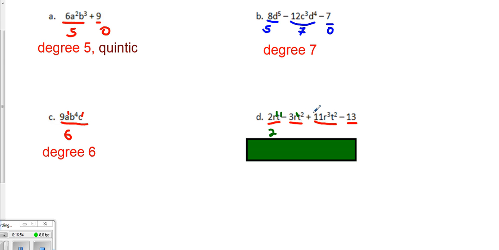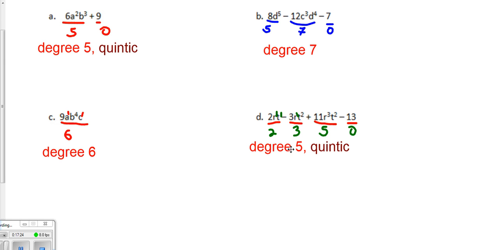minus this 3RT squared. Remember, R is to the first power, 1 plus 2, this is a degree 3, plus 11R to the third power, T to the second power. 3 plus 2 is 5. That's a term to the 5th degree. And minus 13 alone with no variables, so it's a degree 0, or just a constant term. Again, obviously, which one of these is highest? 5. So we'd call this a 5th degree, or degree 5 polynomial, or you can call it a quintic polynomial.